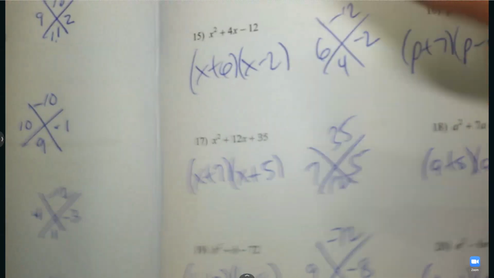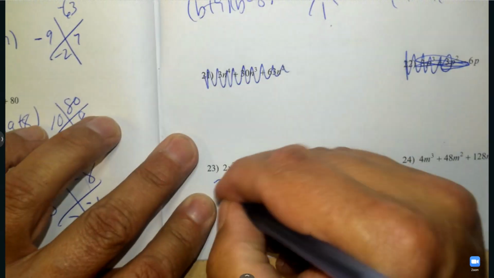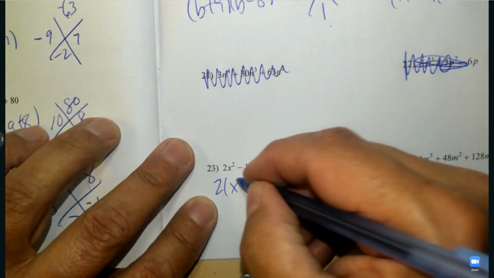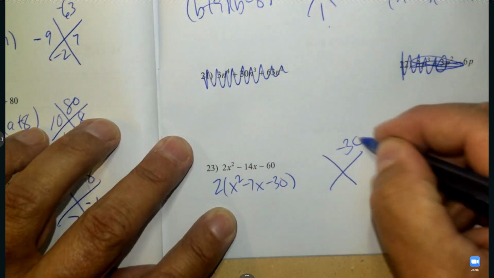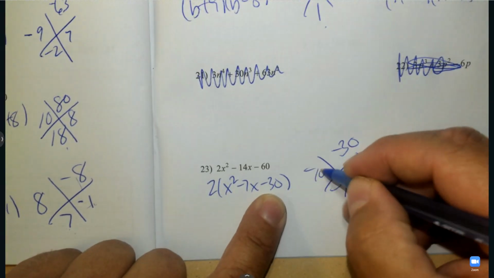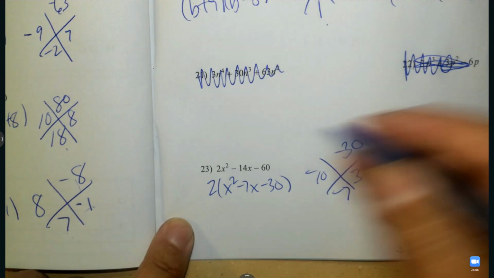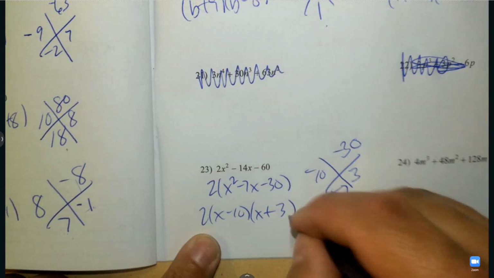Okay. So for number 23, the first thing I'm gonna do is factor out a common factor. I'm just gonna do it. So I'm gonna factor out a 2. That gives me divide by 2. Then what's inside the parentheses, I'm going to factor. So those two numbers are negative 10 and 3 that multiply to negative 30 and add to negative 7.